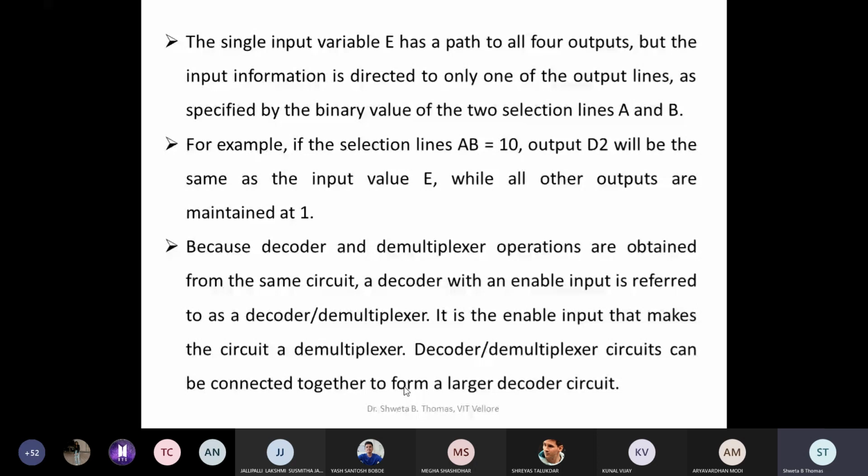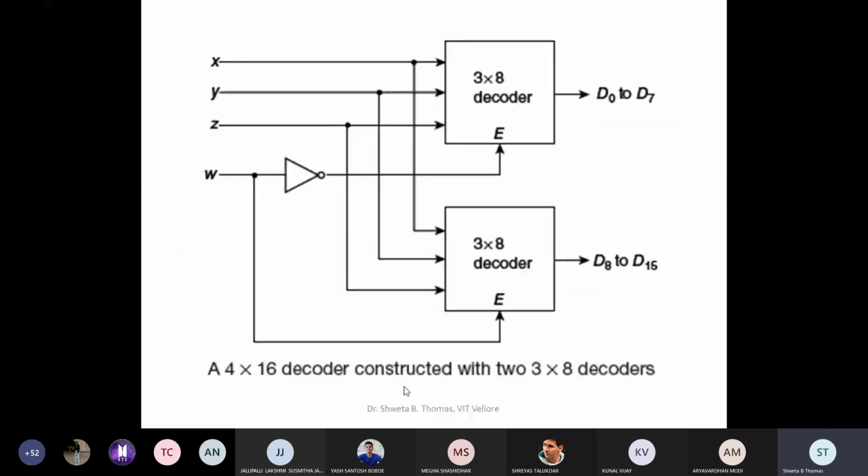Because decoder and demultiplexer operations are obtained from the same circuit, a decoder with an enable input is referred to as a decoder or demultiplexer. That means both decoder and demultiplexer are actually the same, just the way of putting things is a little different. It is the enable input that makes a circuit a demultiplexer. Decoder or demultiplexer circuits can be connected together to form a larger decoder circuit. So I have given one example here.